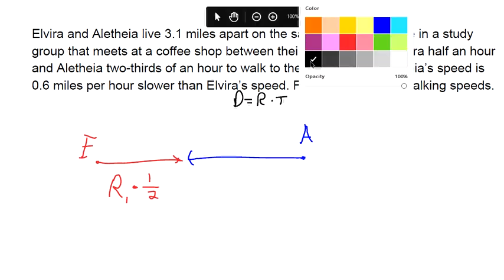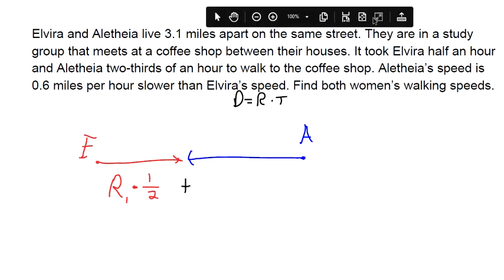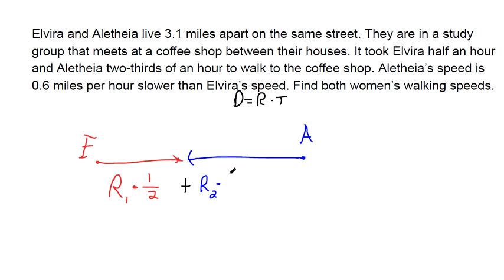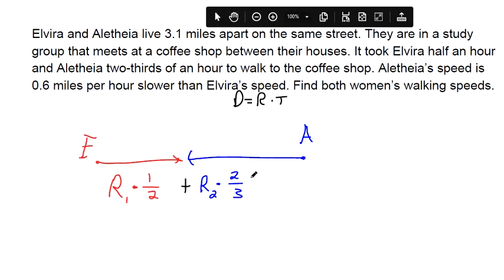And if we add that to the distance that Alethea travels, that's a different rate. So we're going to call that r sub 2. Times 2/3, so times 2/3. If you add those two distances together, it should make the full distance between their houses, 3.1 miles.